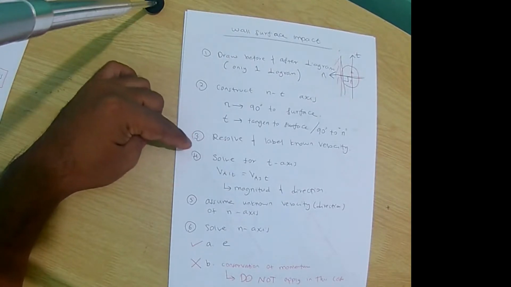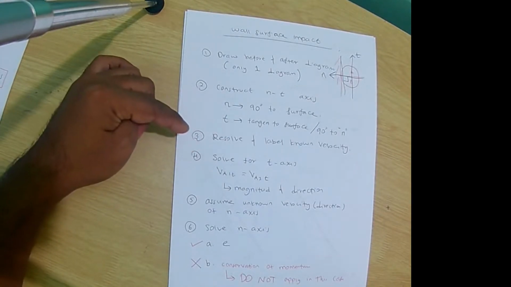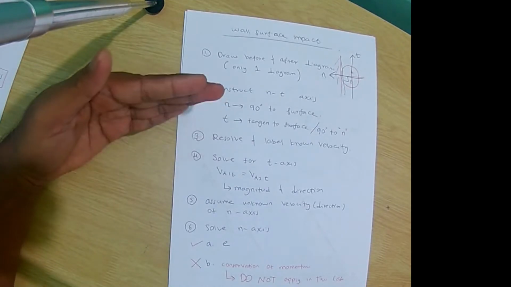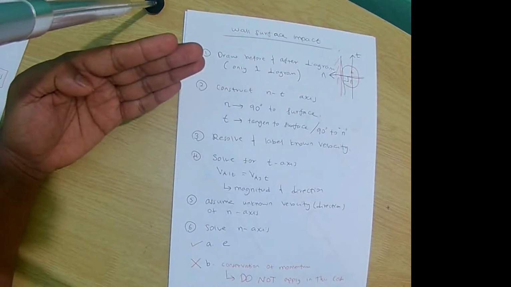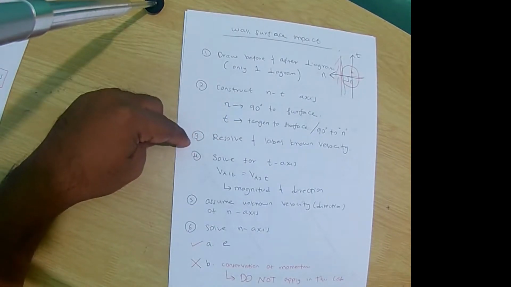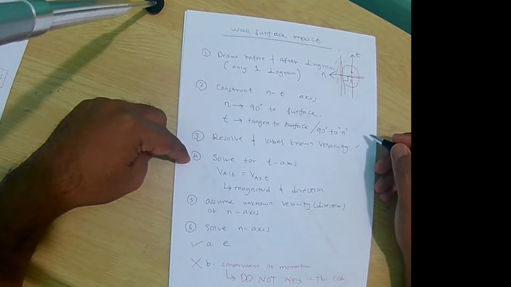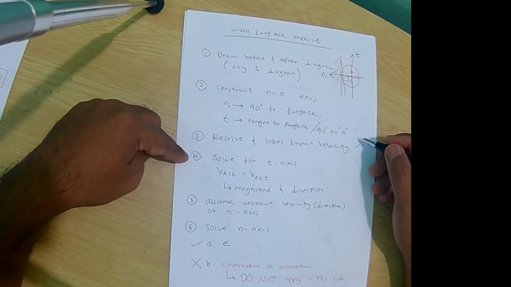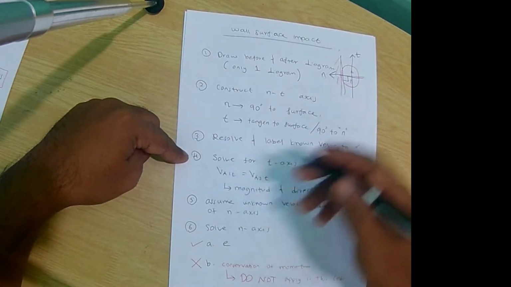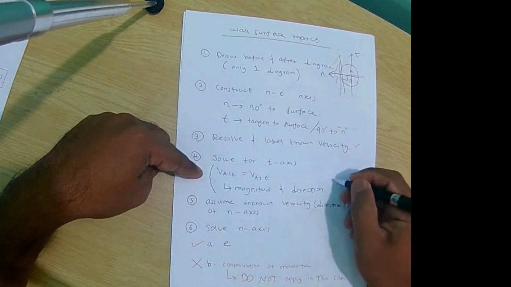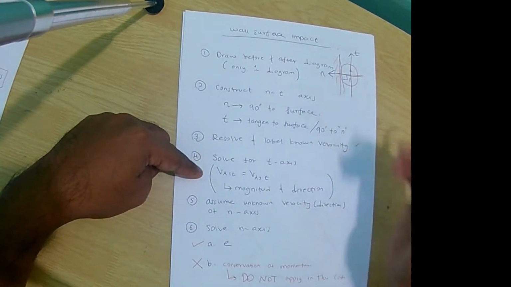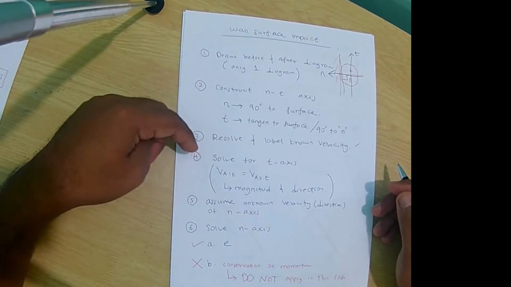Now you want to resolve and label all known velocities. The velocities that you know, you have to resolve and label, meaning you label the velocity in the n-axis and the velocity in the t-axis. After that you can solve for the t-axis, same as previously. We put the velocity before equal to the velocity after impact in the t-axis.